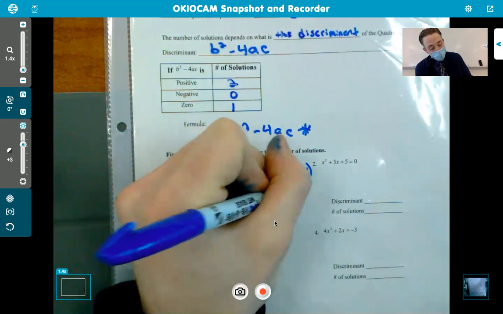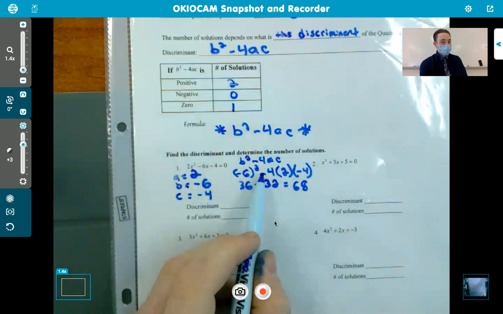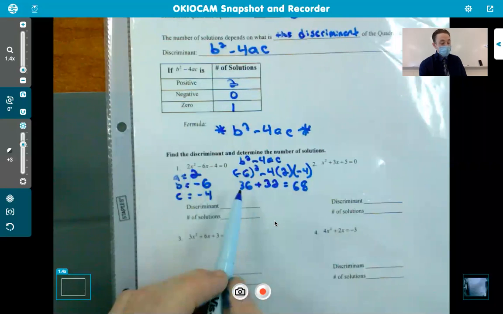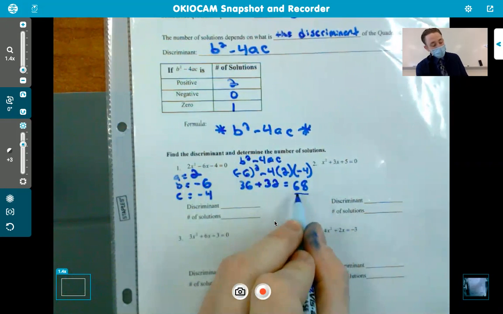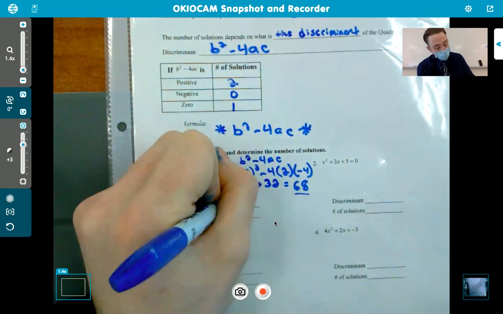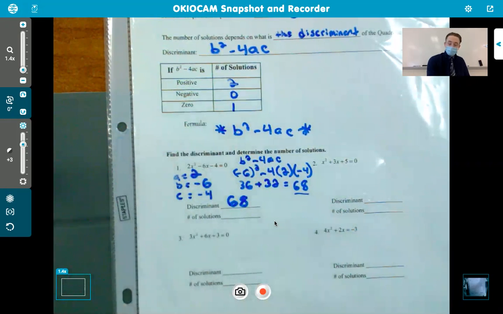So be real careful with your sign changes, right? We talked about if there's an even amount of negatives, like we have 2 here, that's going to give you a positive number. Anything that's odd is going to give you a negative number. 36 plus 32 gives me 68. This value here is what's called my discriminant. So the value that you get when you plug it in is the discriminant.